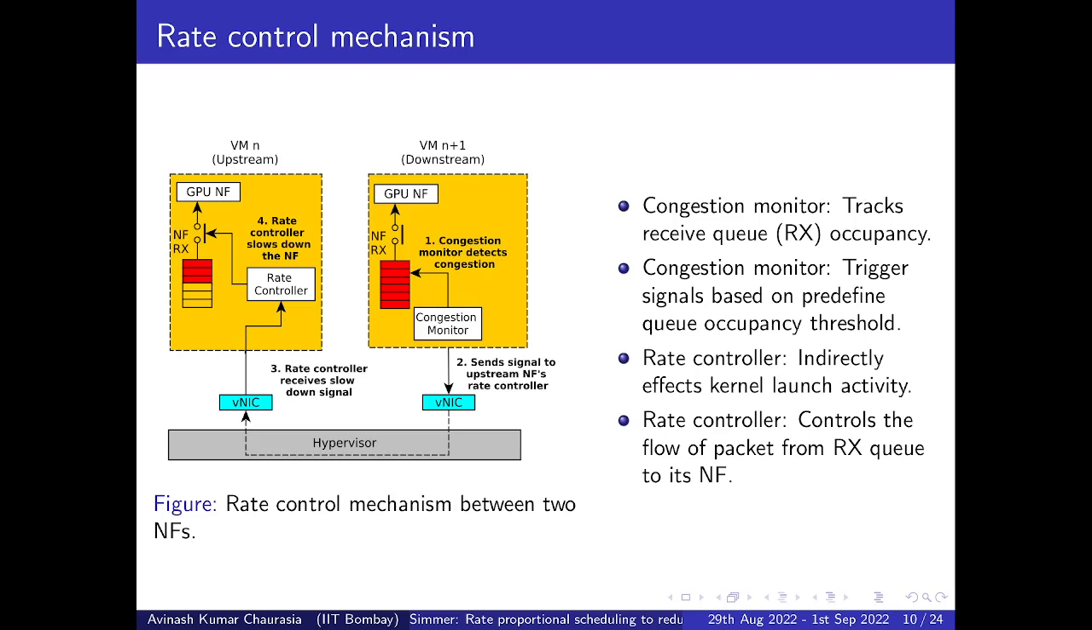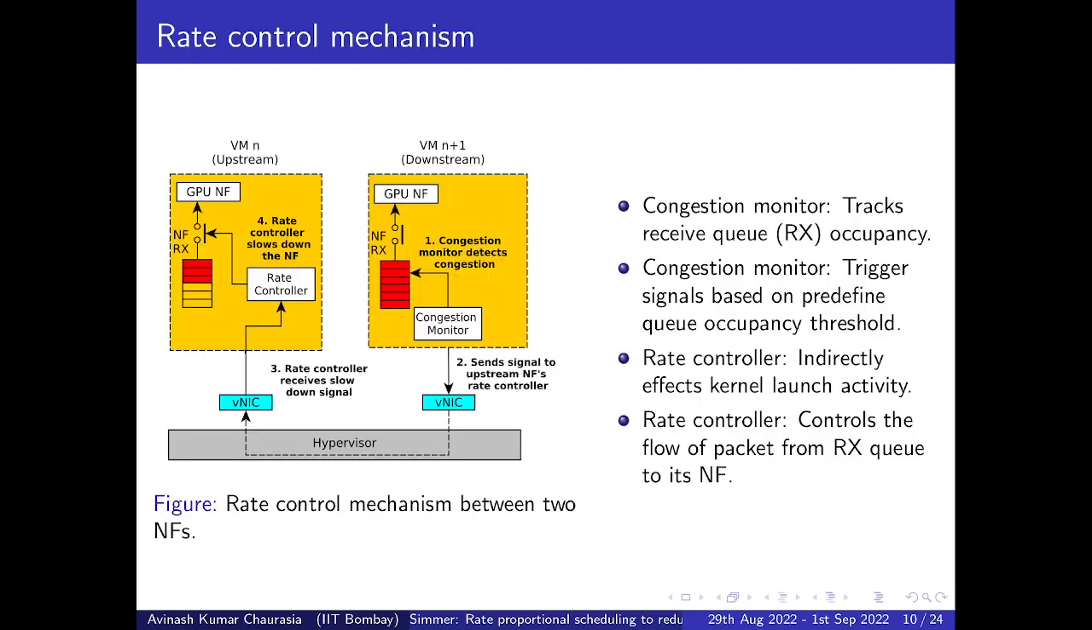The task of the congestion monitor is to keep track of the occupancy of the receive queue of its corresponding network function. There is a threshold associated with each such RX queue, as we can observe from the figure, and the congestion monitor periodically checks this queue and sends a slowdown signal to the rate controller of the upstream NF when queue occupancy goes above the threshold. Similarly, it also sends a fast enough signal to the rate controller of the upstream NF when queue occupancy drops below this threshold.